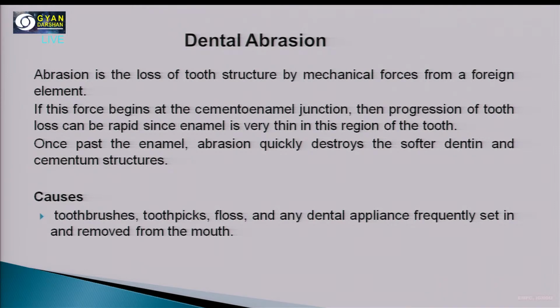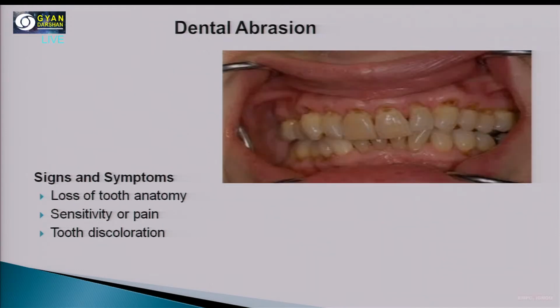Then we come to a condition known as dental abrasion. What is dental abrasion? It's the loss of tooth structure by mechanical forces or from a foreign element. And the cause could be due to wrong toothbrushing, excessive use of toothpicks, floss, or any dental appliance which is frequently set in and removed from the mouth. So in this figure, you can see that near the gingival margins of the teeth, there is an abrasion. There is loss of tooth anatomy, and the patient complains of sensitivity and pain.